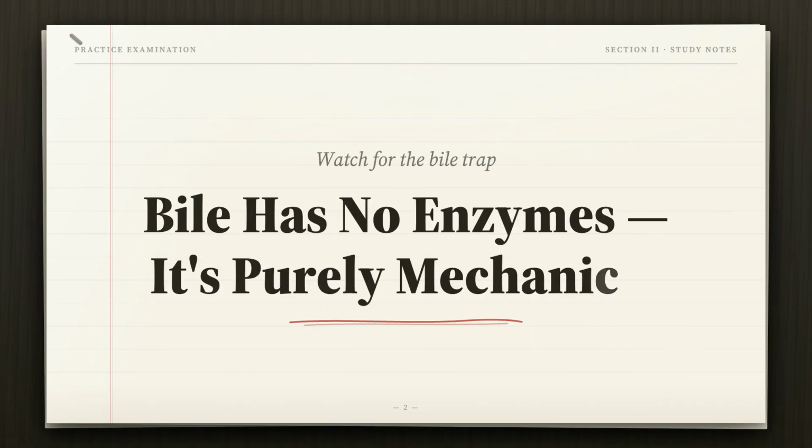Bile is a frequent trap. It's a liquid secreted by the liver that acts on fat, so it feels chemical, but bile contains no enzymes at all. Its emulsifying action is purely mechanical, and lipase does the actual chemical work afterward.